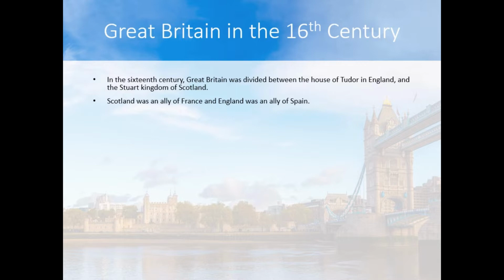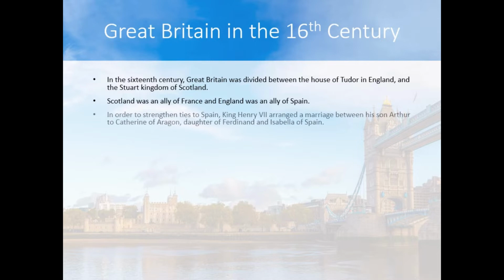They were definitely not on the same page, and they allied themselves with different European countries because of the fact that they didn't get along themselves. So we have Scotland, who paired off with France, and of course England's not going to be friends with anybody that's friends with France. And then England was paired up with Spain.